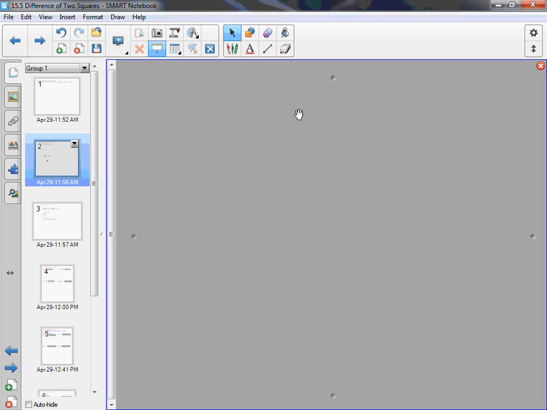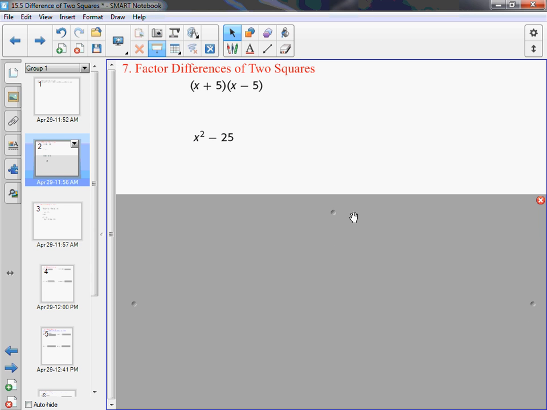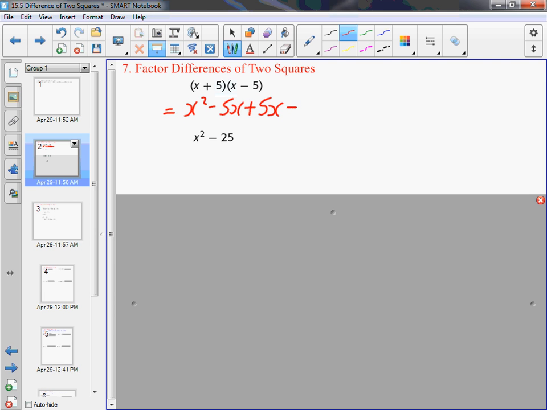All right, so if we have x plus 5 times x minus 5, does this look familiar? We use the FOIL method. We get x squared minus 5x plus 5x minus 25. We combine like terms. Those add together to give us a 0. We get x squared minus 25. So we're going to develop a method to start with x squared minus 25 and factor it to be x plus 5 times x minus 5.